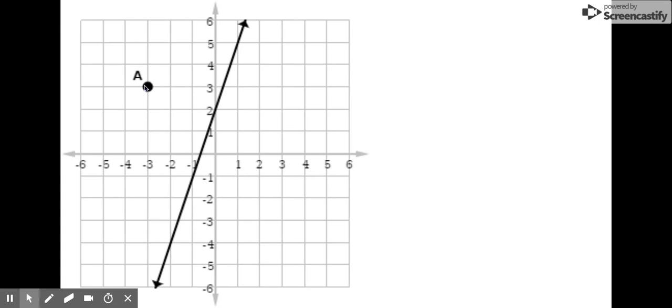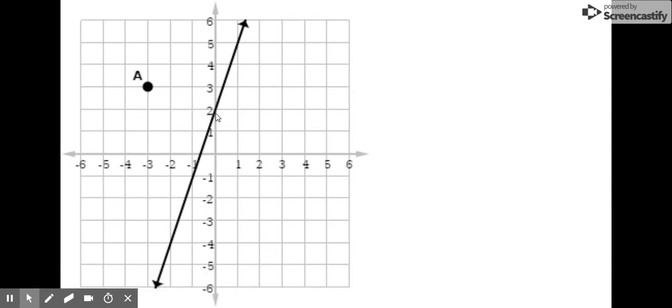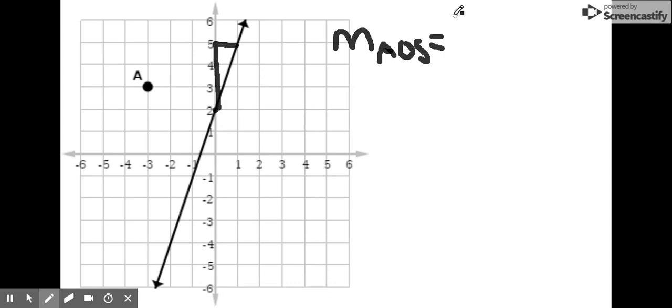being split in half at a 90-degree angle by the axis of symmetry. That's the goal. So we need to make sure we get that 90-degree angle, which is going to happen from making sure the axis of symmetry and that line segment are perpendicular to each other. So the first step is just to find the slope of the axis of symmetry. So we can see that we're going up 3 over 1. So the slope is 3 over 1.